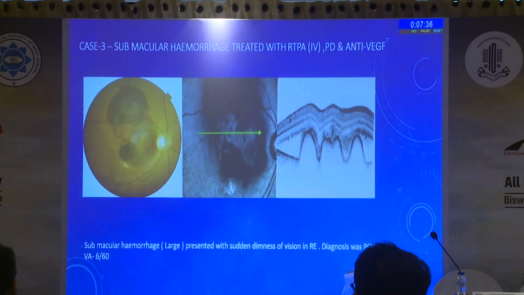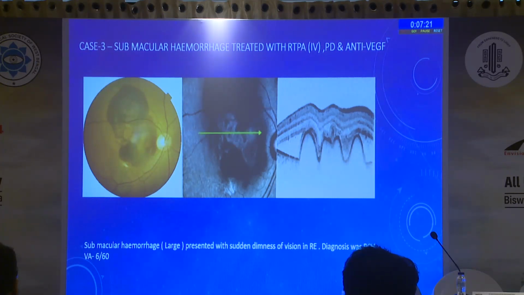That is the spot where the RAM bleeding happened, and the patient improved to 6/12, a pretty happy patient. Now, this is a case of a quite large submacular hemorrhage, and seeing the OCT, it can be diagnosed as a case of PCV, with multiple PEDs, notched PEDs.